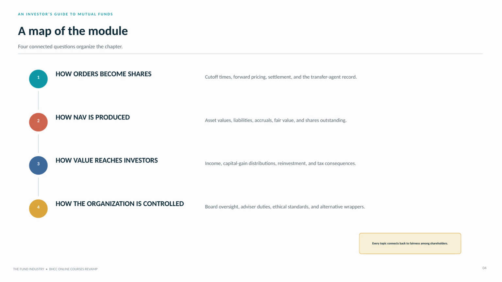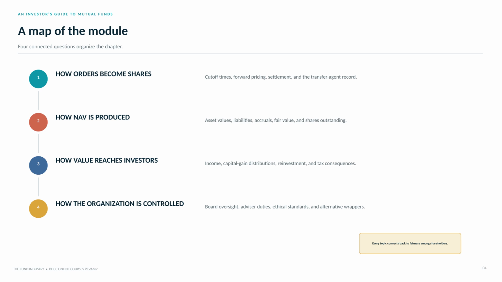Third, how does value reach the investor? That includes income, capital gain distributions, reinvestment, and taxes. Fourth, how is the organization controlled? We will look at the board, the advisor, compliance, ethical standards, and alternative wrappers. These topics are linked by one durable principle: shareholders who enter, exit, or remain in the fund should be treated fairly.